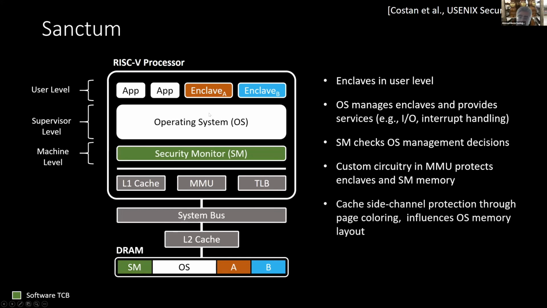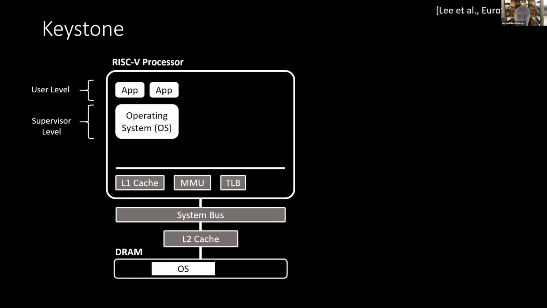However, the side channel protection here is implemented by using page coloring, and page coloring means that you have, let's say, enclave A in the memory, enclave B, OS, and then the part for the SM. And this pattern is going to repeat, and this is, of course, not very practical because you have chunks of OS always in between. Then there is Keystone, which I think most of you know.